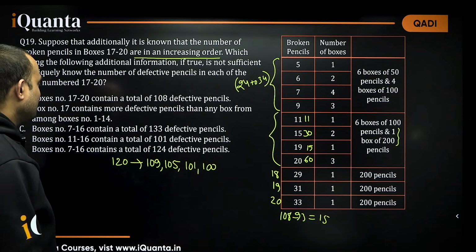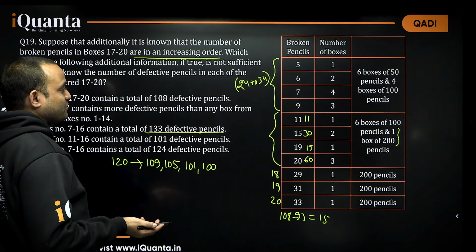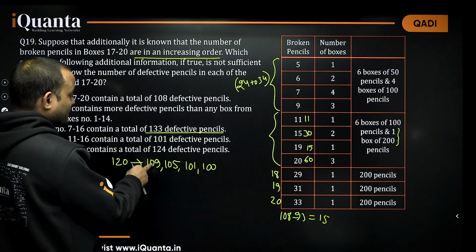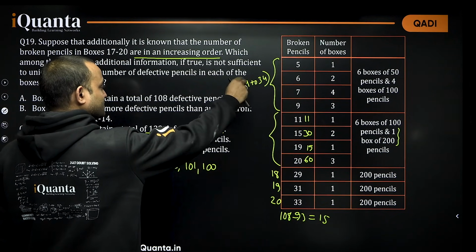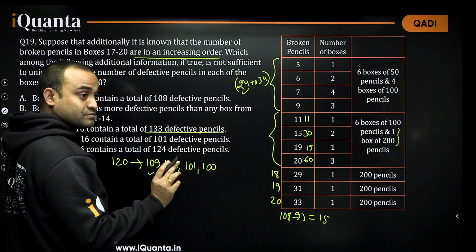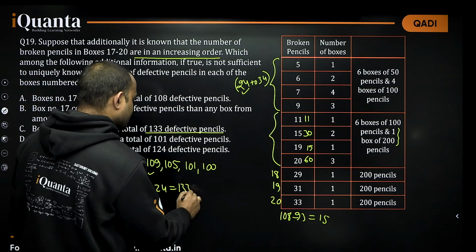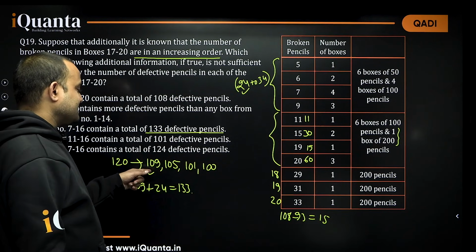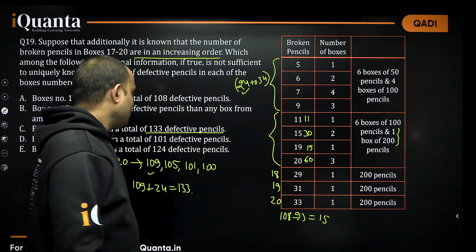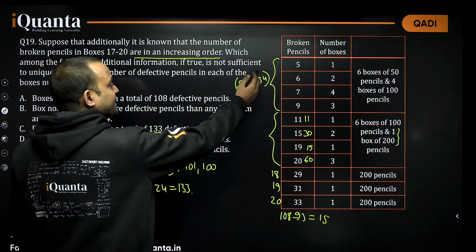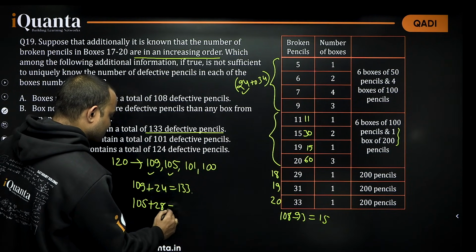Okay, so now 7 to 16 contain a total of 133 defective pencils. Let's see if it is possible. 133. If I take 109, we should take 24 from here, right? We already know 24 is possible. 109 plus 24 is 133. That is possible, and in that case box number 17 will have 11 broken pencils, right? If I am taking 105, then I should take 28 from here, right? 105 plus 28 is equal to 133.